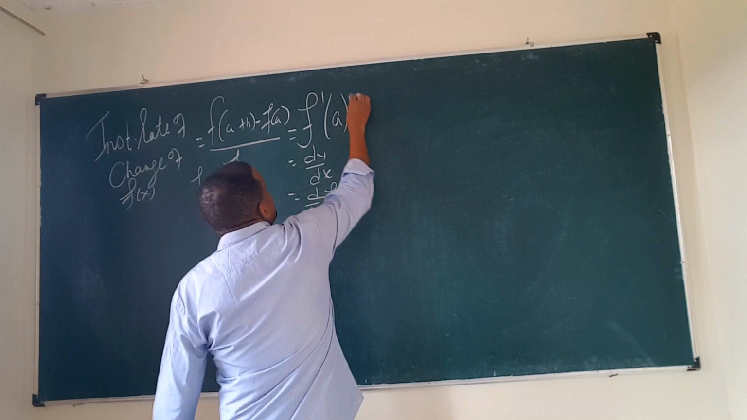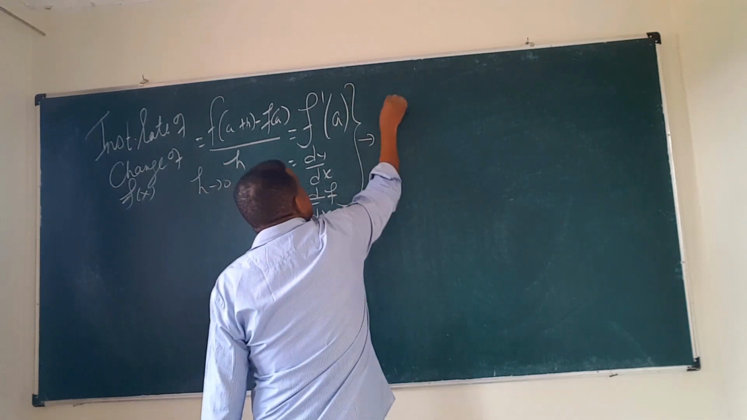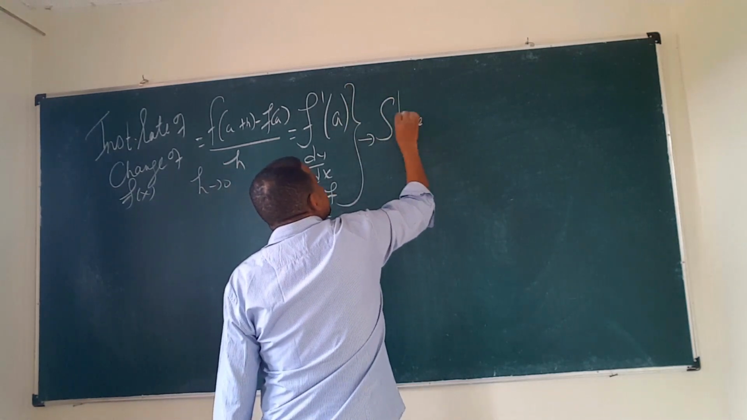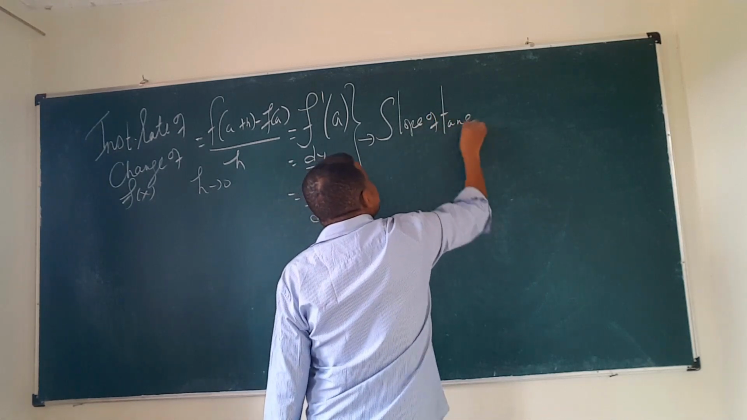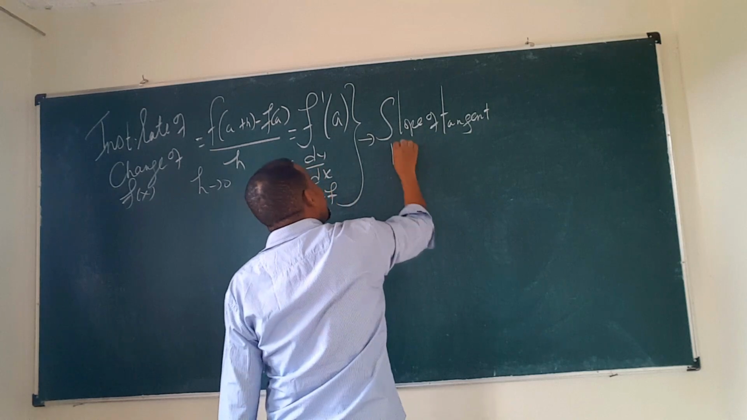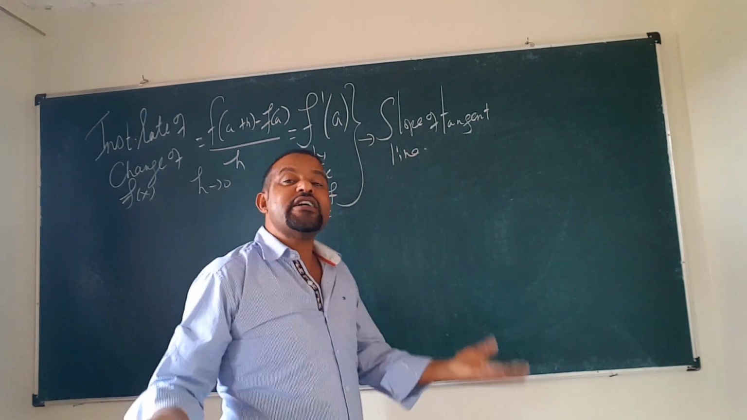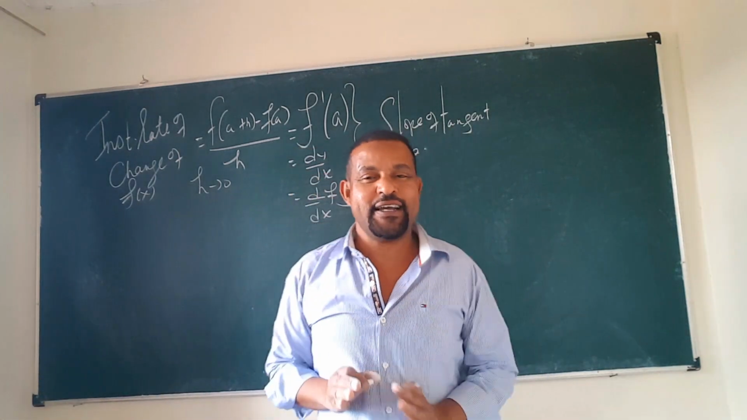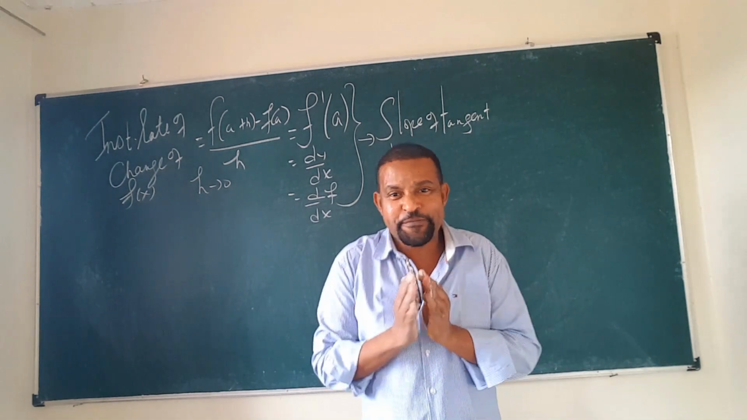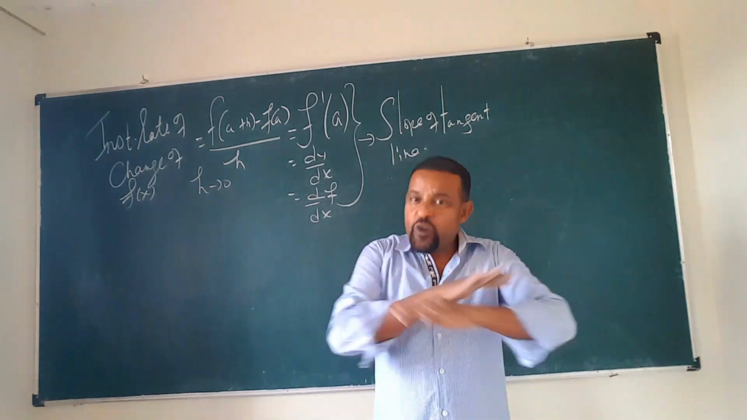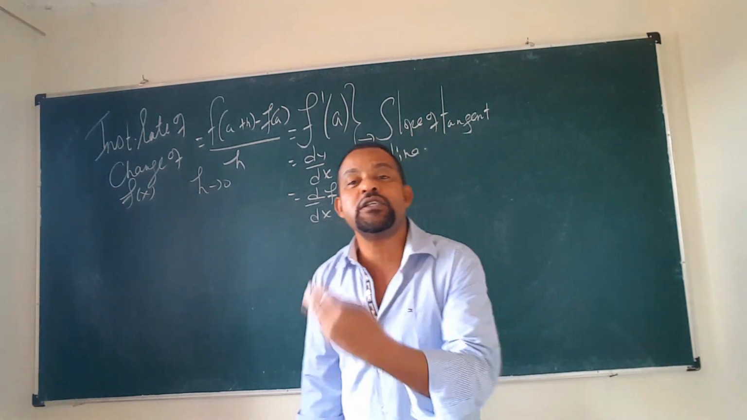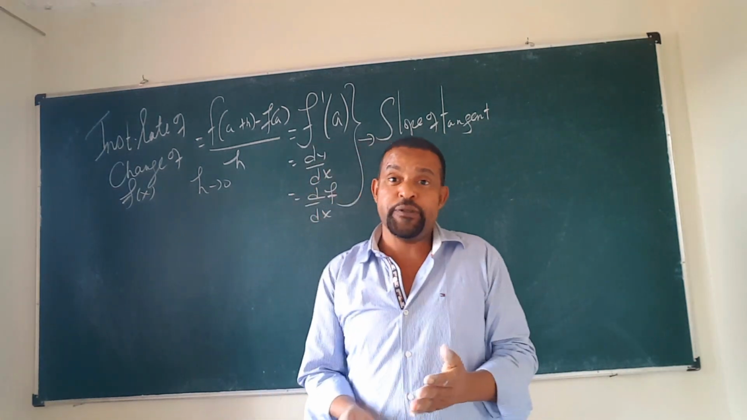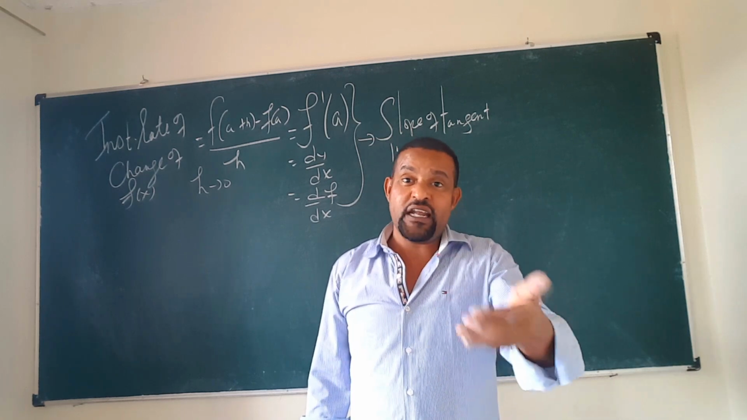Now look, this is the slope of the tangent line to the graph of the function at a point a. Now be careful here. If the tangent line is a horizontal line, you know that the slope of a horizontal line is 0.